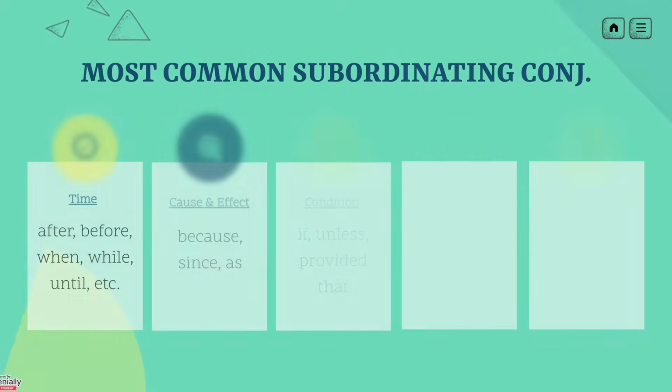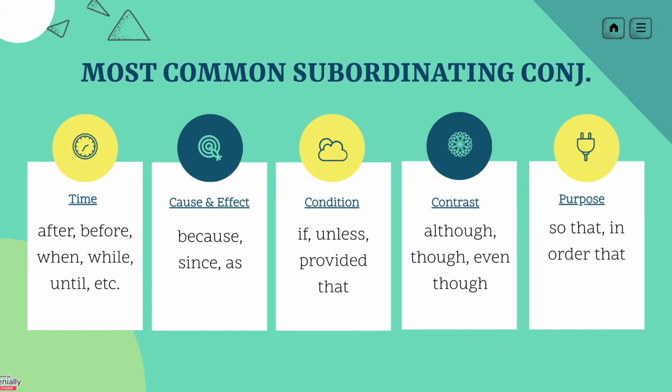So let's look at the most common subordinating conjunctions. Here are very few, there are so many. Each one adds a different meaning. We have time, cause and effect, condition, contrast, and purpose. So let's break down each one. So time, for example, I can give you an example with after. After I finished dinner, I watched a movie. Or before you leave, call me. These help us show when something happens.